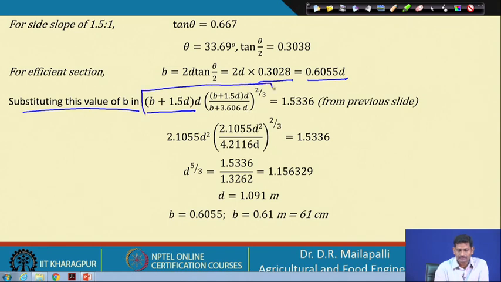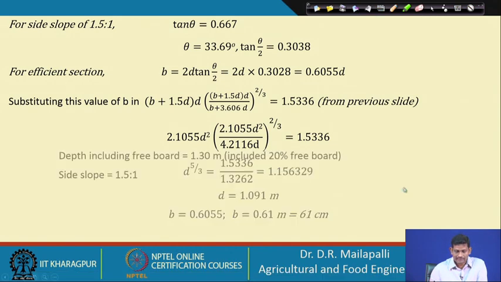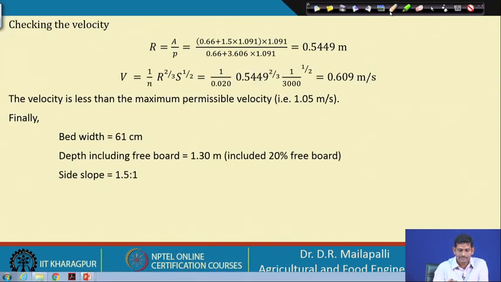So, this equation, that is A R power 2 by 3, from the previous slide. Now if you substitute the B value, finally D will lead to D equal to 1.091, and now B is equal to 0.6055 D, and that will be, let us say, 61 centimeter, okay. And then now we are checking the velocity. R is equal to A by P, so this will be the R value, and V equal to 1 by n R power 2 by 3. Substituting the given or estimated values, we get 0.609 meter per second.